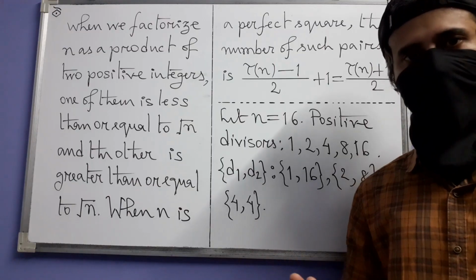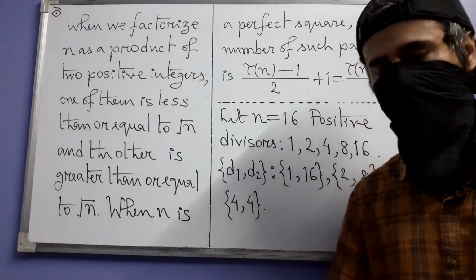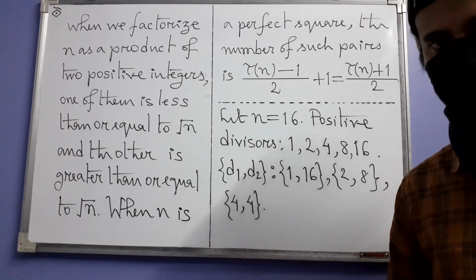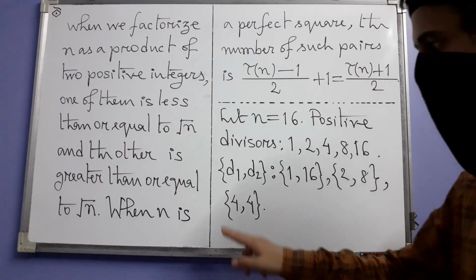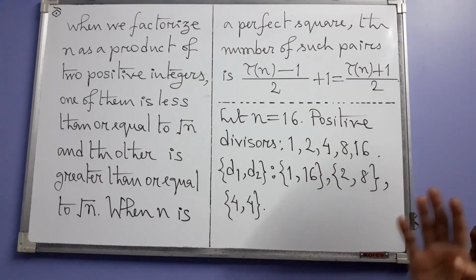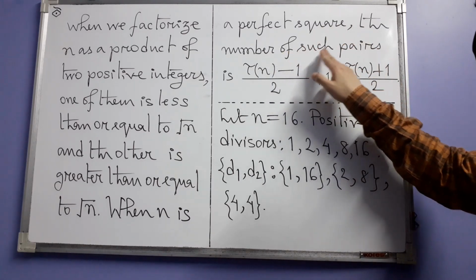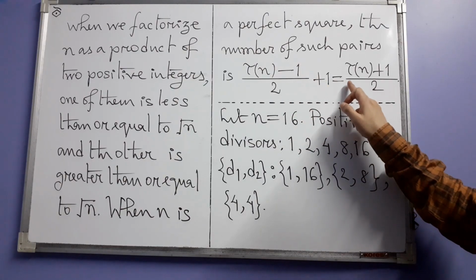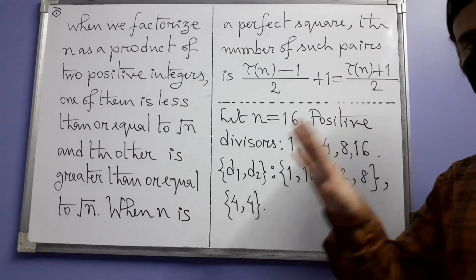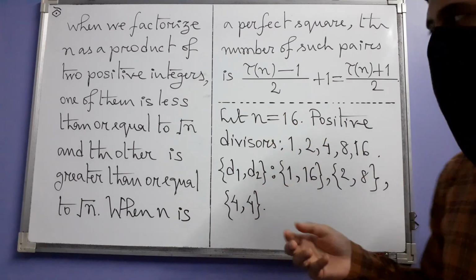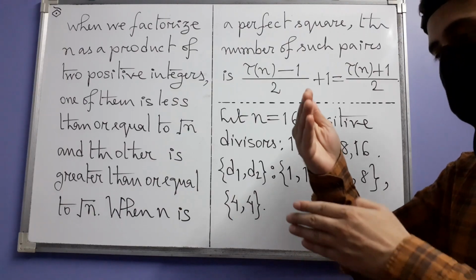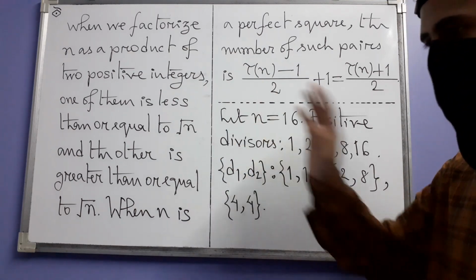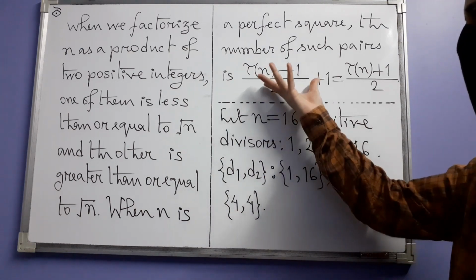Now we divide the situation itself into two different parts, depending on whether our original n is or is not a perfect square. You will see why this is needed. Say n is a perfect square, then we are saying the number of such pairs is (tau of n minus 1) divided by 2, plus 1, which equals this. But you say, hold on, what is happening suddenly? Pairs means what pairs? Pairs of those two numbers, d1 and d2. Okay, if n is a perfect square, then the number of such pairs is this.